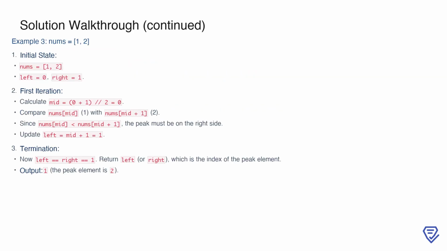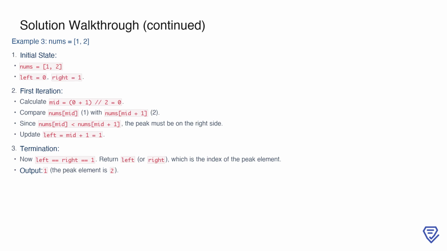Finally, let's look at a simpler example with the array nums equals [1, 2]. Here, the left pointer starts at 0, and the right pointer is at 1. In the first iteration, we calculate mid equals (0 plus 1) / 2, which gives us a mid value of 0. At index 0, the value is 1, and we compare it with the value at index 1, which is 2. Since 1 is less than 2, the peak must be on the right side of the array.